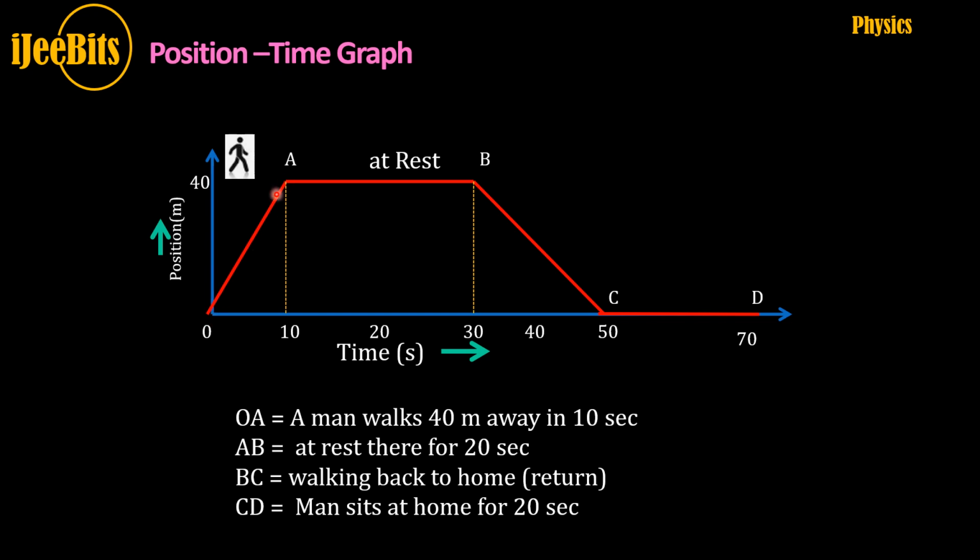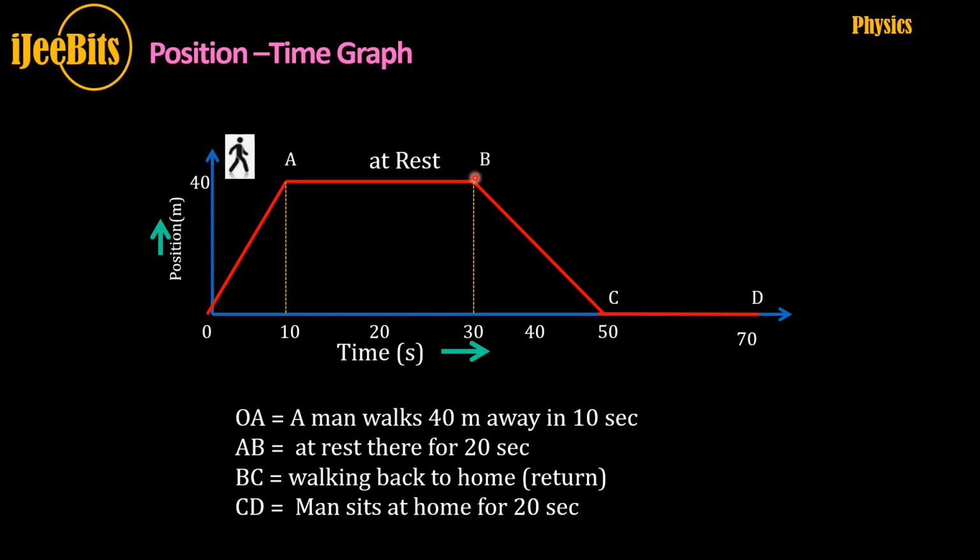From 0 to A, your walking distance is 40 meters in 10 seconds. So this is described clearly. You look at this graph. I said, right, this is going in an upward direction. So it means x and t are increasing. You are moving away from the starting point. That is how you have to represent it.